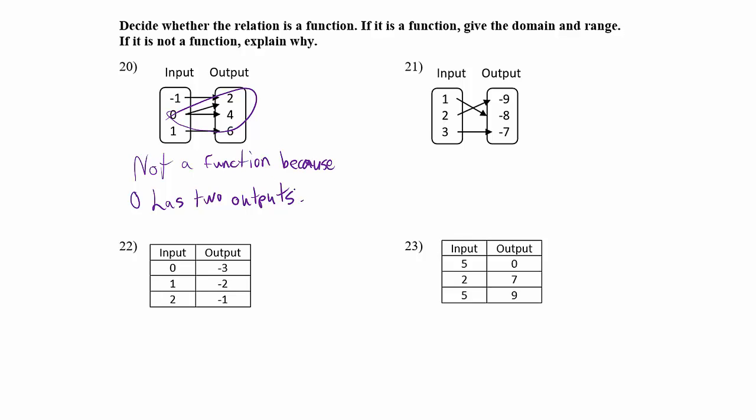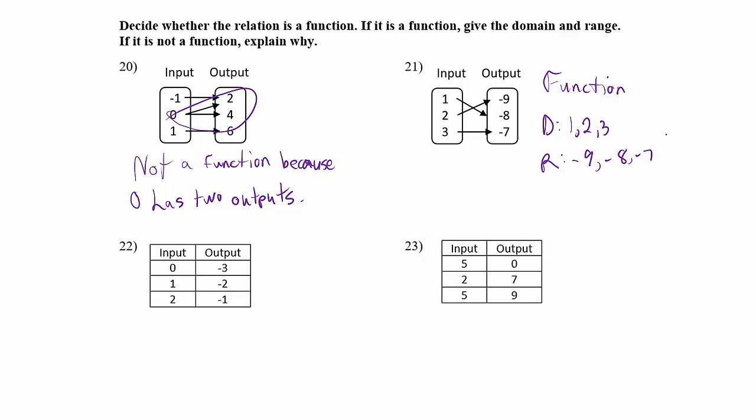On 21, it is a function because each thing is going to one output. 1's going to -8, 2's going to -9, 3's going to -7. So there's not any repeated inputs. They're all different. So our domain is a list of the inputs we have, and our range is the list of the outputs that we have.